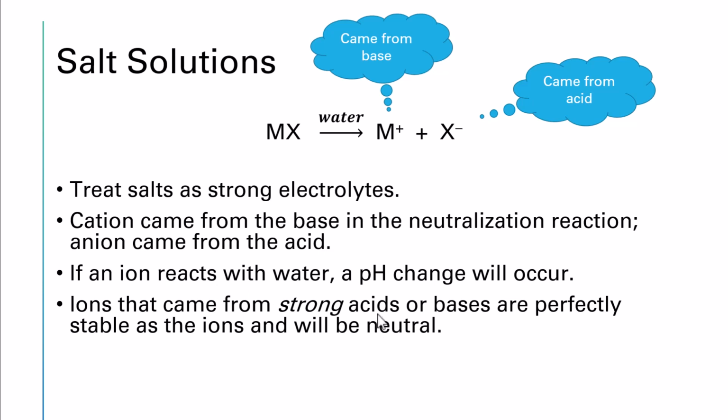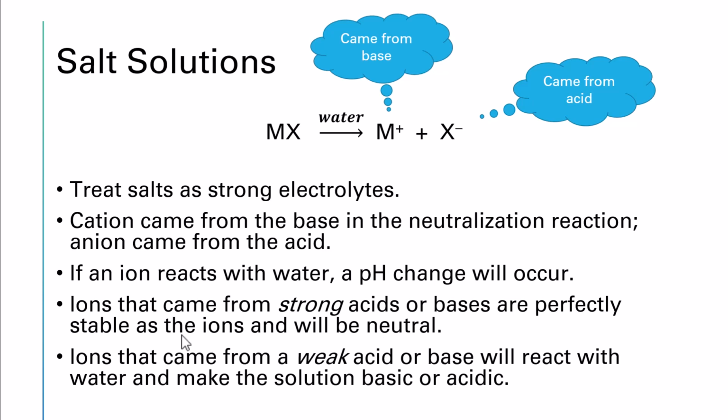Ions that came from strong acids and strong bases are perfectly stable as the ions, and they're spectator ions. They'll be completely neutral. Ions that came from a weak acid or a weak base will react with water. They will make the solution basic if it's the conjugate base of a weak acid, or acidic if it's the conjugate acid of a weak base.